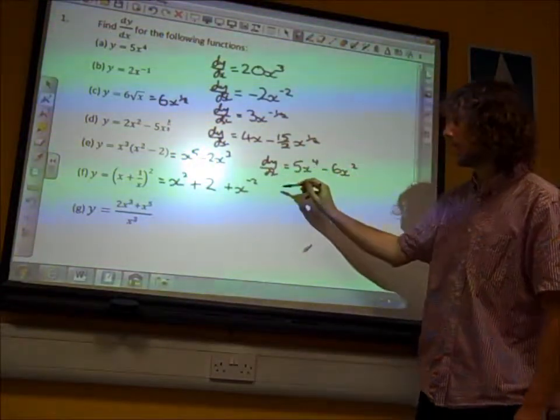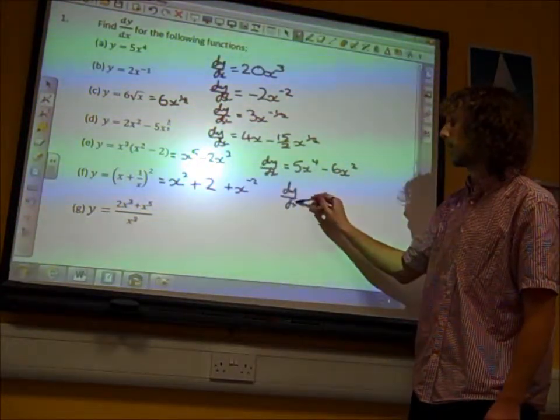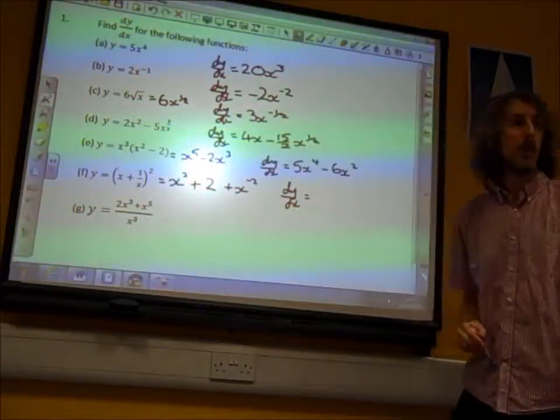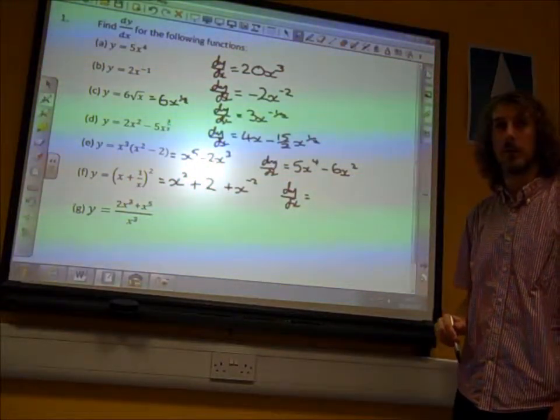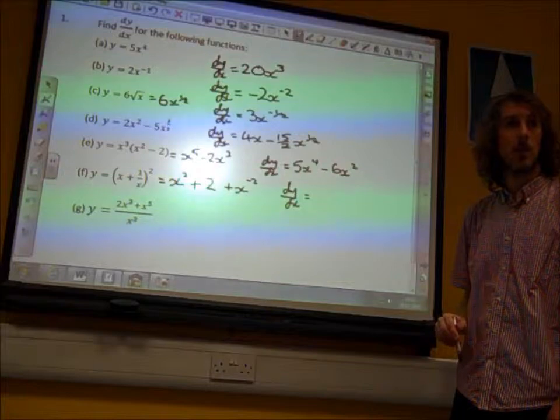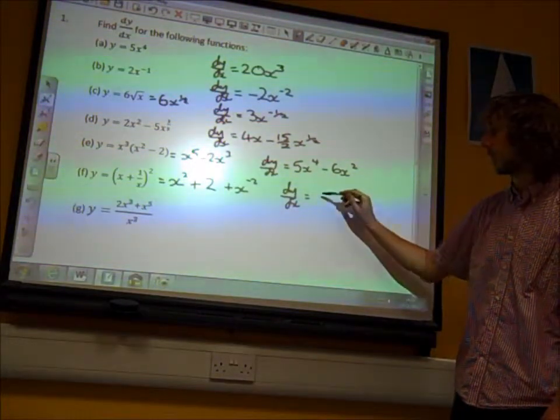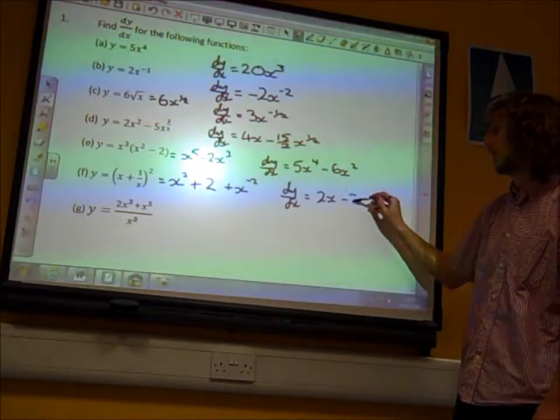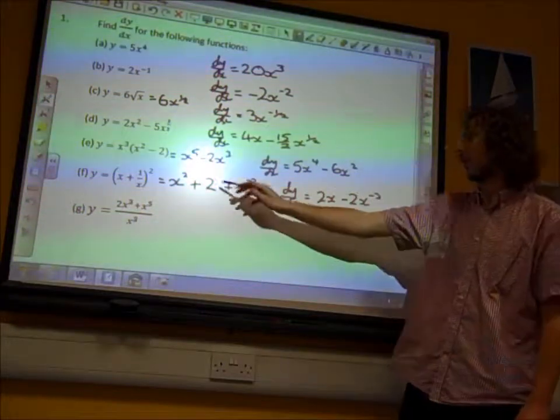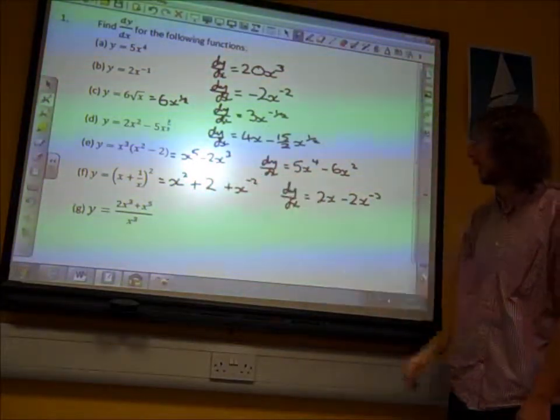And now we're ready to differentiate, so dy by dx would give us, what would it give us? Go on, Ewan. 2x minus 2x to the minus 3. Very good. Because the 2 will go to 0, and we're left with minus 2x to the minus 3 there.